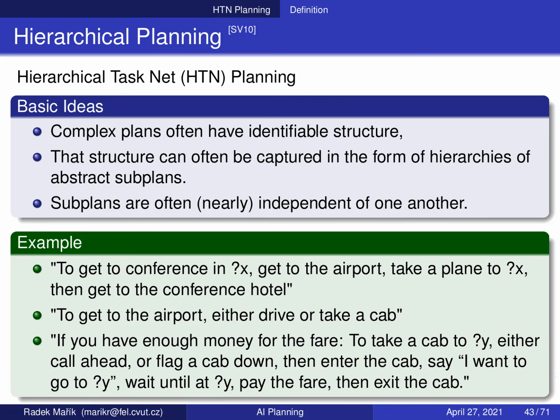Example, if you try to get to a conference in town X, you go to the airport, you take the plane, and then go to the conference hotel. To get to the airport, you either need to drive there or take a cab. And to take the cab, if you have enough money for the fare, then you can take a cab. Either you call ahead or flag one down, or you just enter the cab and say, I want to go to Y. And wait until you are at that place, pay the fare, and you exit the cab.